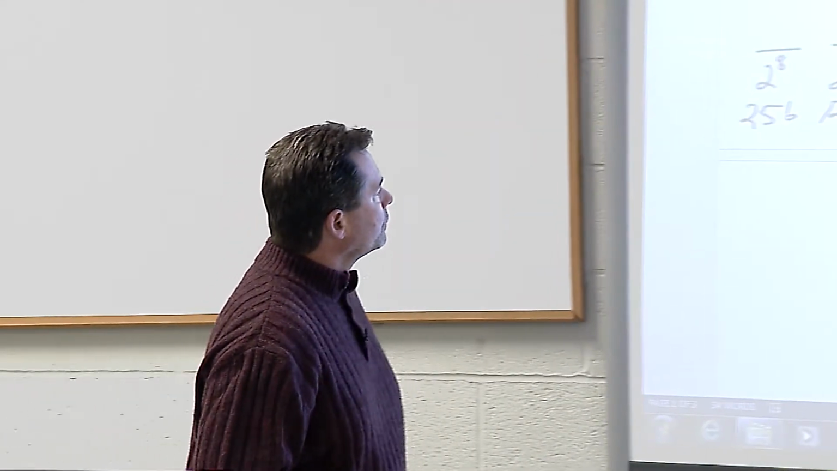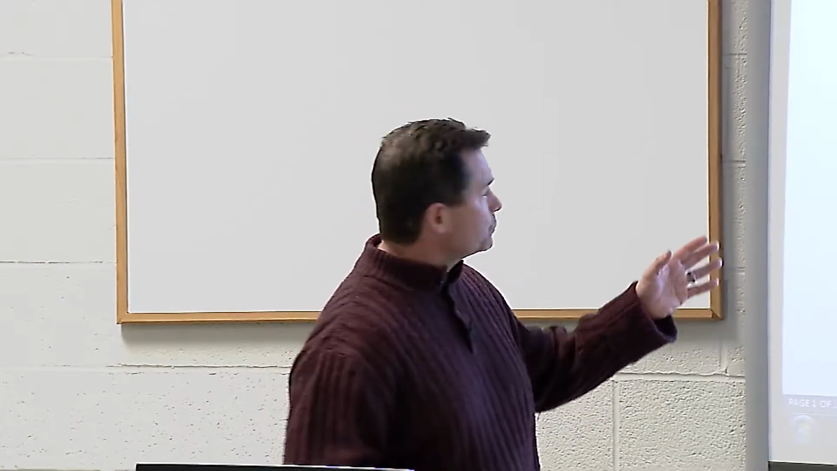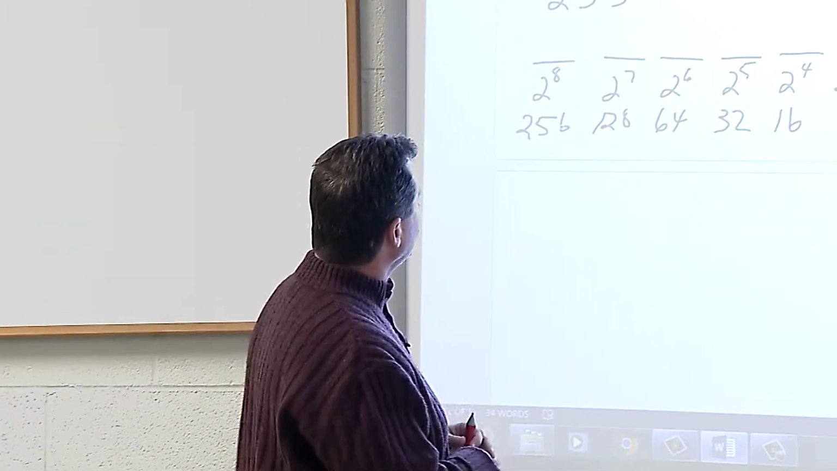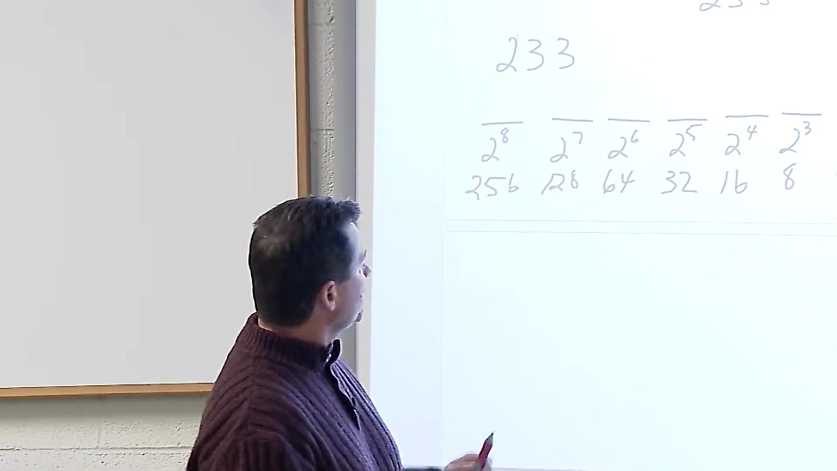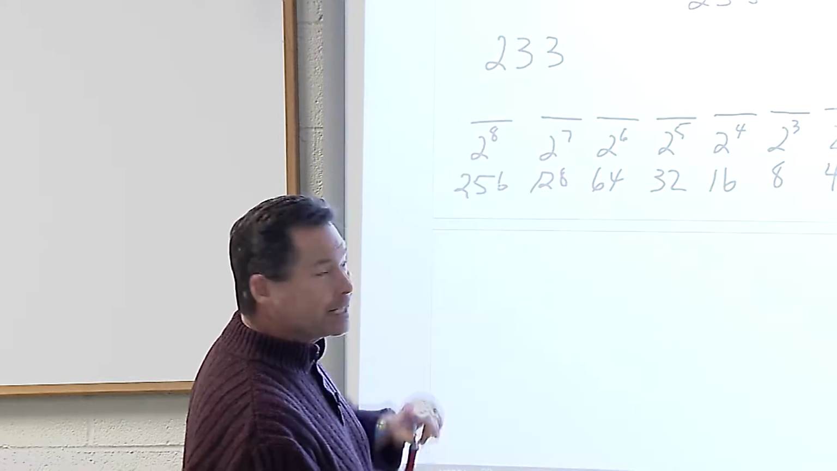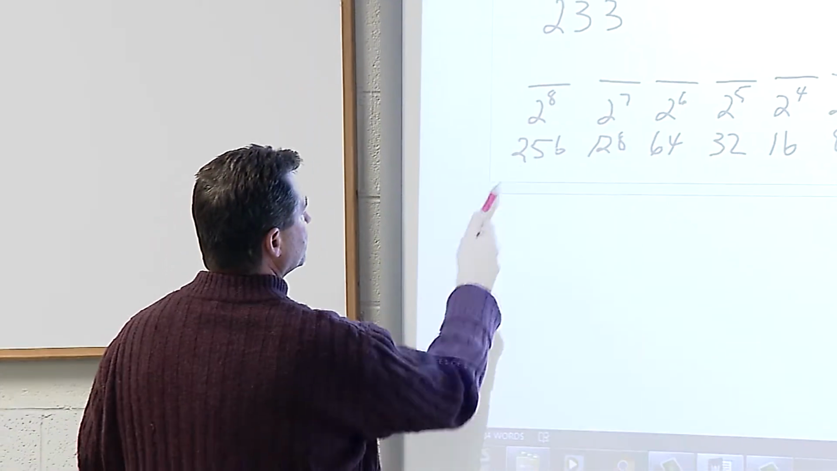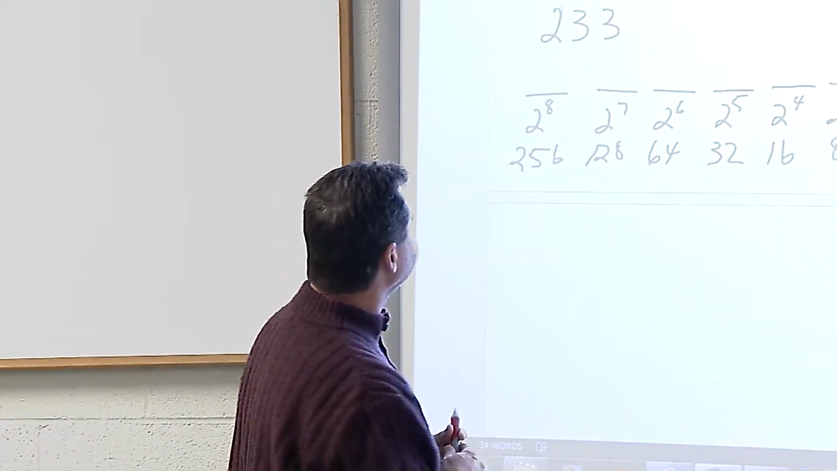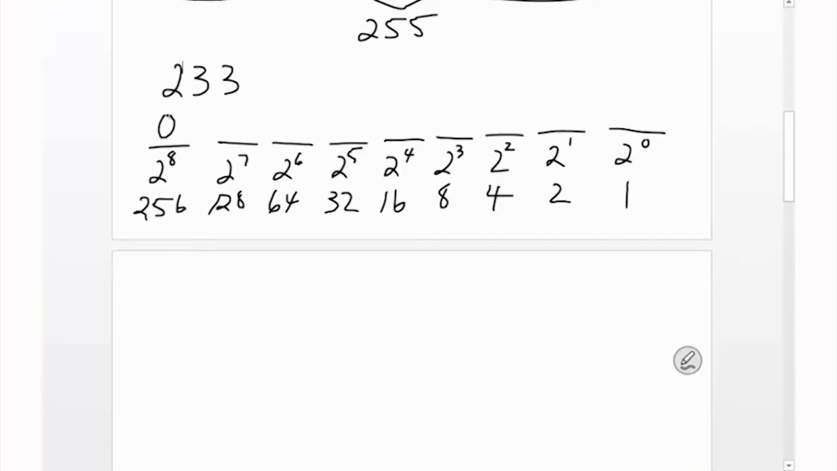So the reason we added that value is to illustrate the fact that we have this value of 233 in decimal. We want to convert it to binary. So if we look at the decimal value of this ninth bit, we realize that it's 256, which is more than 233. So we're going to turn that off because it's too big. It doesn't work for us.